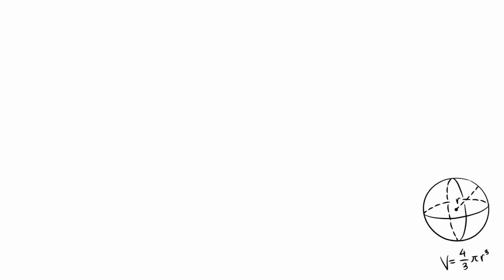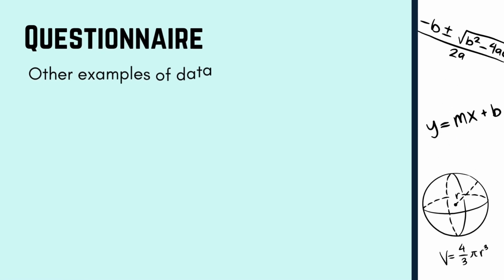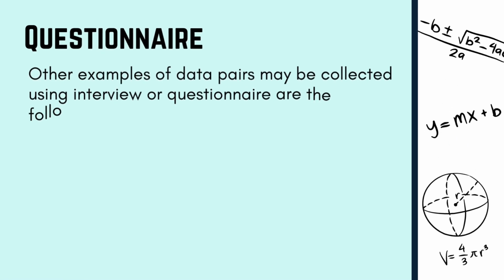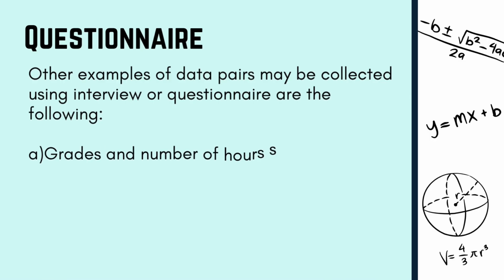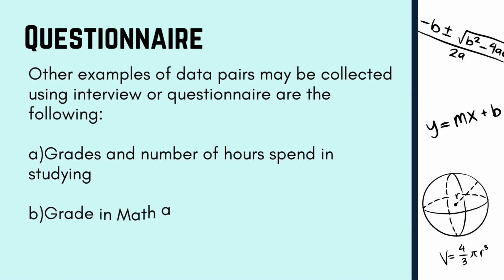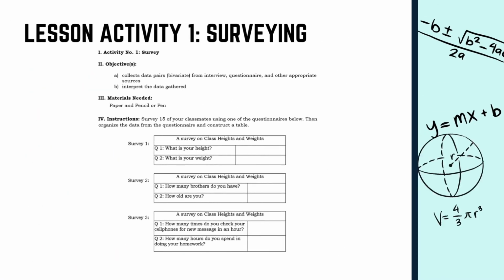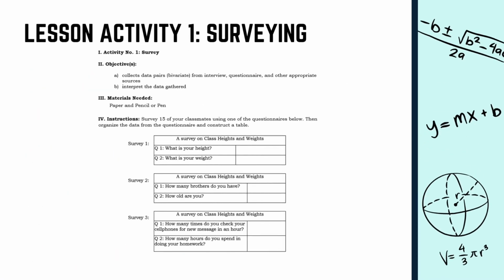Something like that. And of course, other examples of data pairs that may be collected using interviews or questionnaires are the following: grades and number of hours spent in studying, grade in math and grade in science, height and weight. So these are some of the examples na pwede nating kolektahin na magkasabay, using a questionnaire, or perhaps you can also use interviews. So we have here our lesson activity 1.